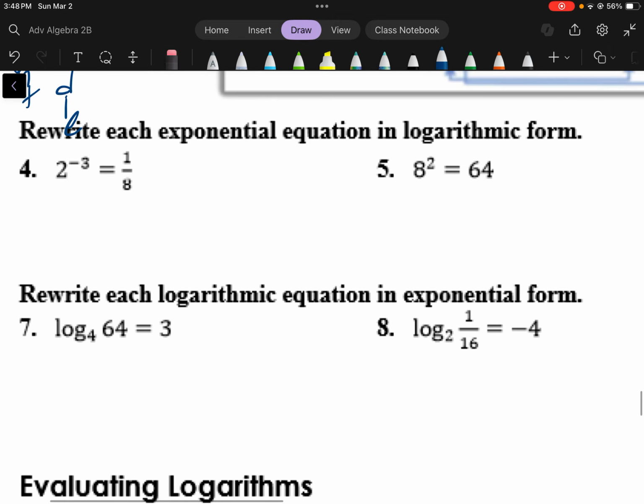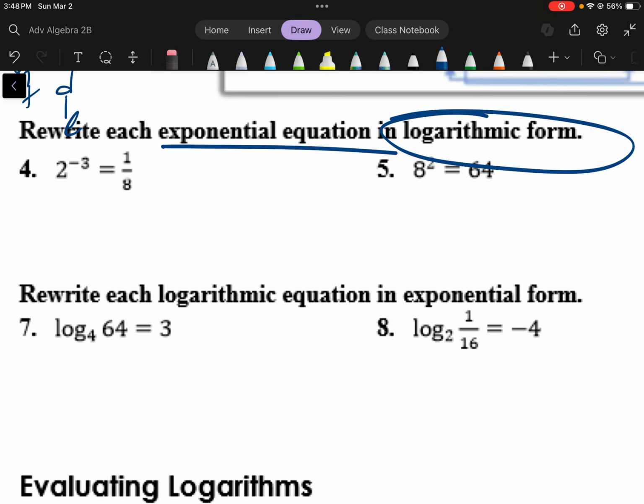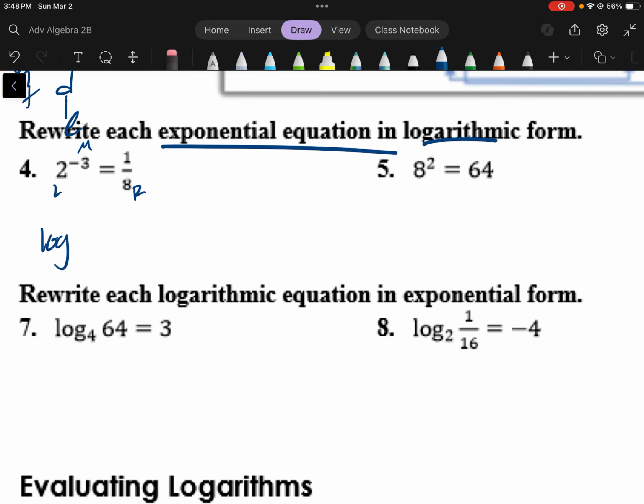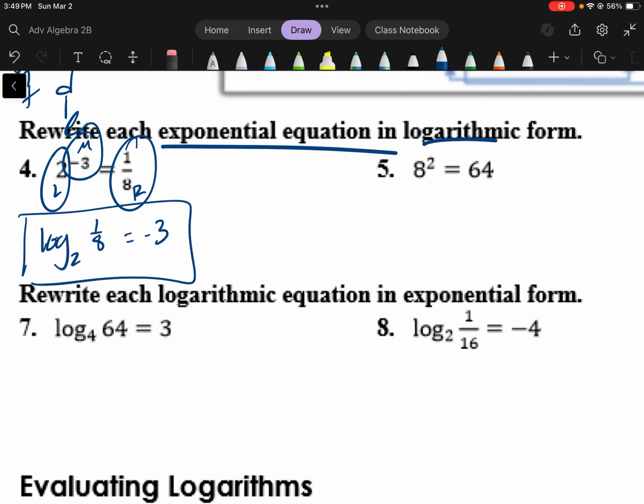So number 4 says we need to rewrite from exponential into logarithmic. We're changing them into logarithmic. So this would be the number on the left. This would be the number on the right. And this exponent is the number in the middle. So if I'm changing it into logarithmic, we're going to put log, base, the number on the left, which is 2, of the number on the right, which is 1/8, equals the number in the middle, equals -3, and then that's the equation. So left, right, middle.